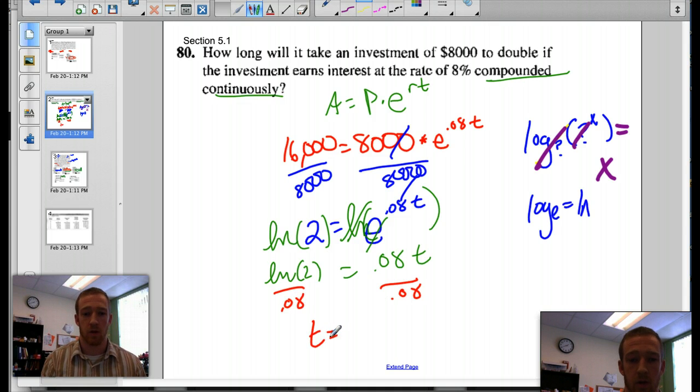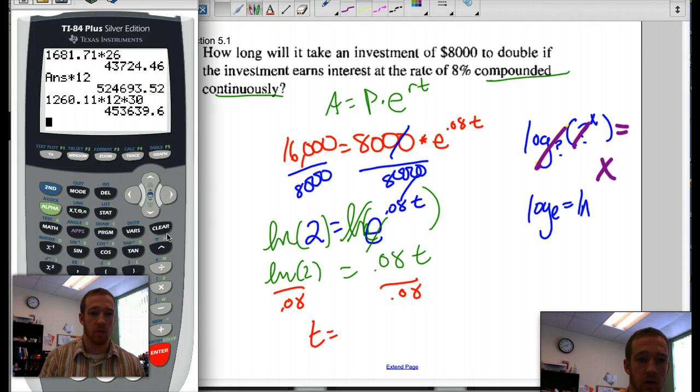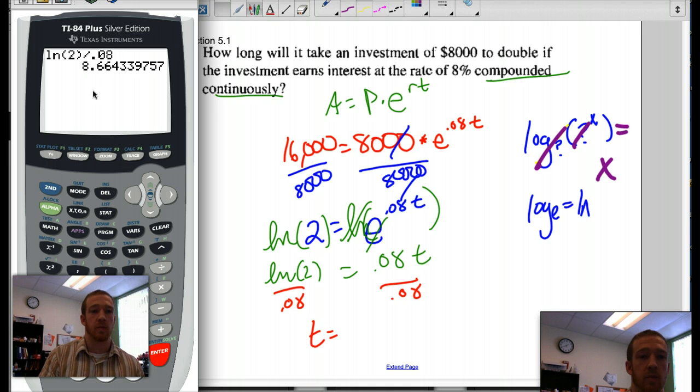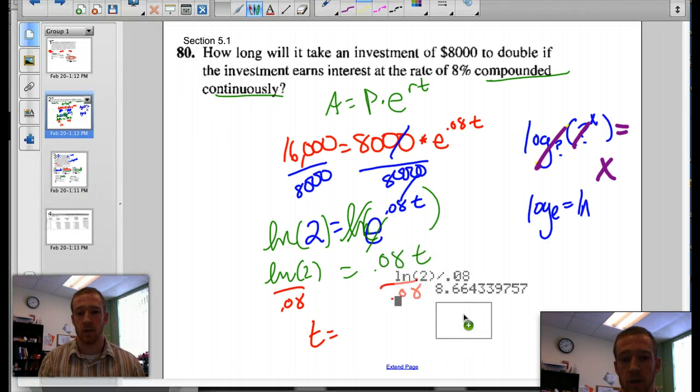T equals, and we'll plug that into our calculator here. So that'll be natural log of 2 in parentheses divided by 0.08. And that's approximately 8.7 years.